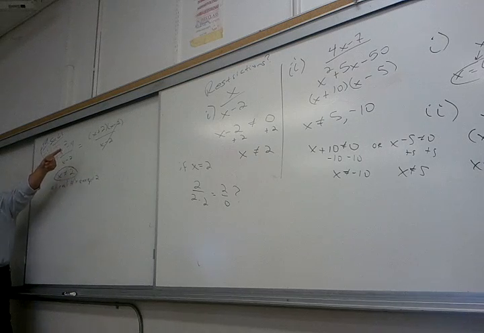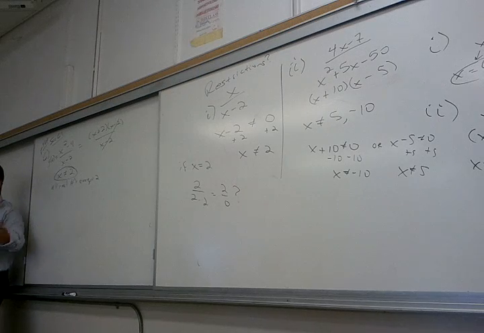X can't be 2. I don't care what you do next. X cannot be 2 from right there. So I know it looks like it cancels, but it can only cancel if x is not 2. You have to say that first before you can really do any work.